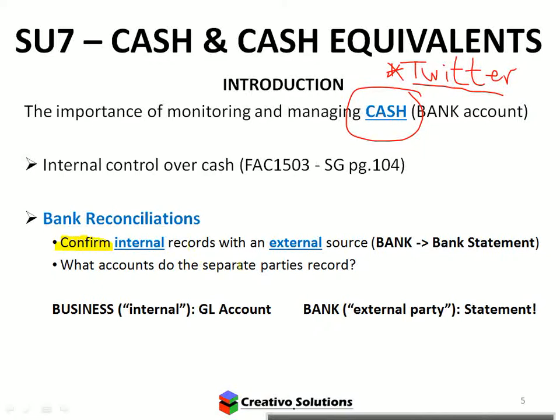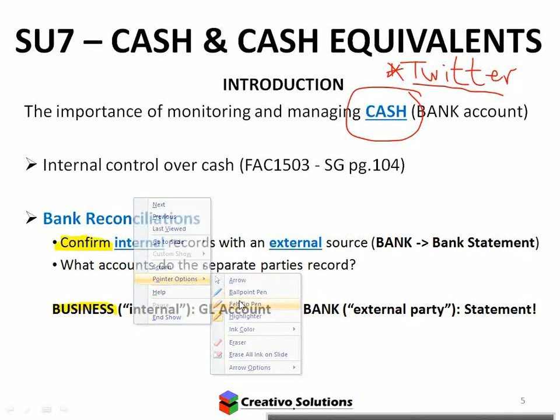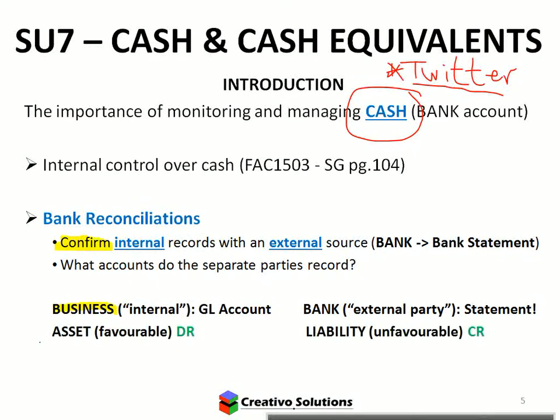Which accounts do the separate parties record? What do I mean by that? Well, in the business, if you've got a favorable bank balance, is that going to be a debit or a credit? Is that going to be an asset or liability? Good, everybody now knows that an asset is good. So if you have a favorable bank balance in your books, what are you going to record? A debit. Do you think the bank's going to record that? No. Why? Because they're the other party.